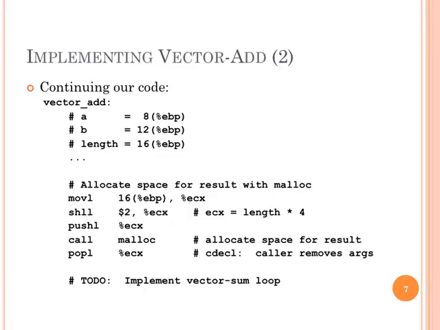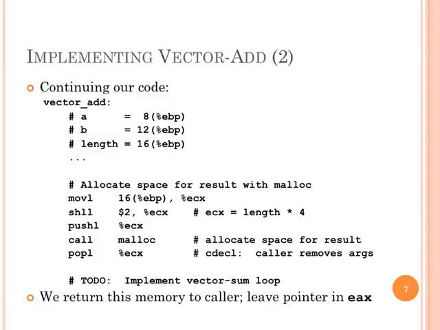Just as a little note, of course, as I mentioned before, the L on movl and the L on shll and the L on push and pop, you can infer these from the assembly code, so you don't strictly have to write them, but it's a really nice thing to do just to make sure that everybody understands what in the world you're doing.